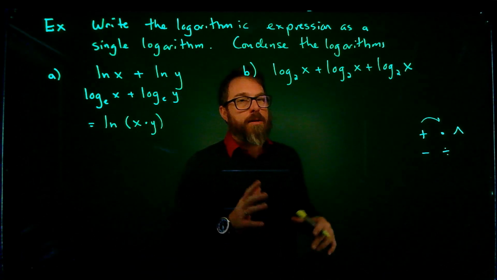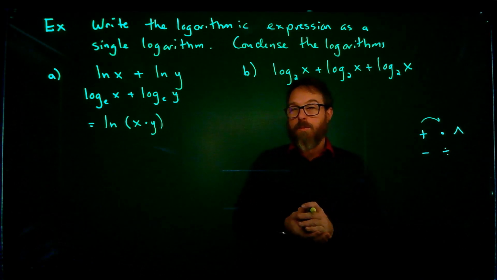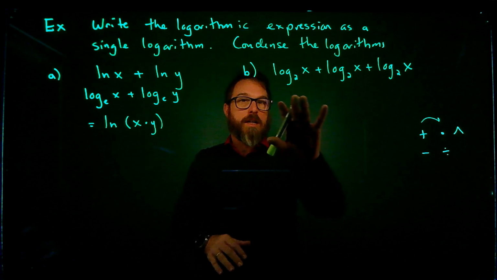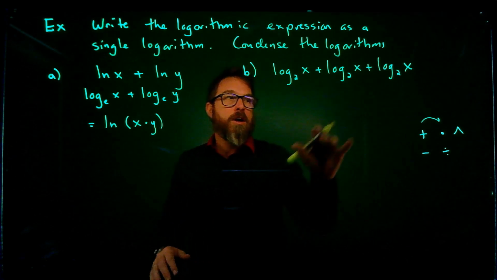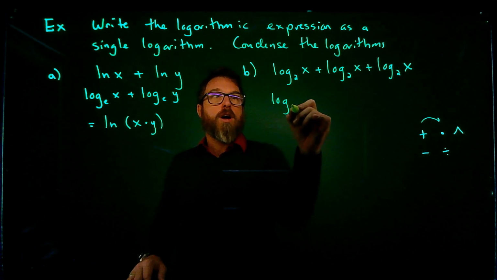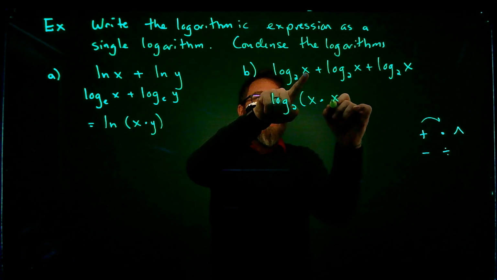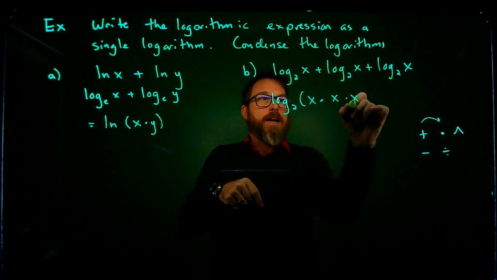Now similarly, I wanted to show you where powers actually come from and why this works. What we know is that this is the addition of three logarithms. So very similarly, that addition is going to turn into multiplication. So this is going to be the log base 2 of x, because it's this one, times x, which is this one, times x, which is this one.